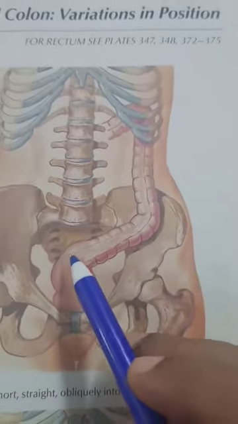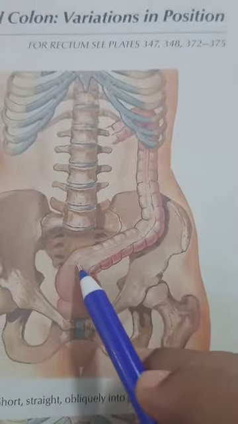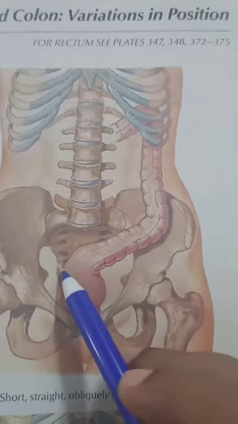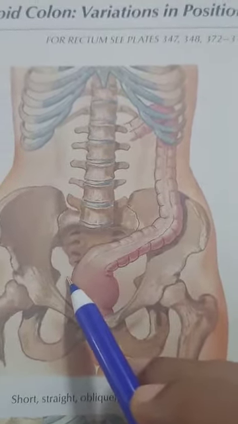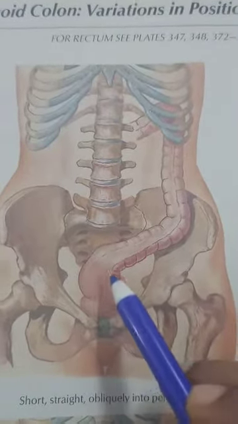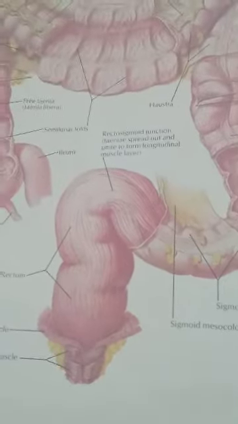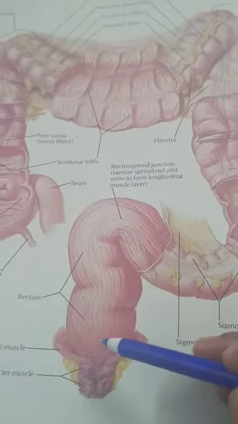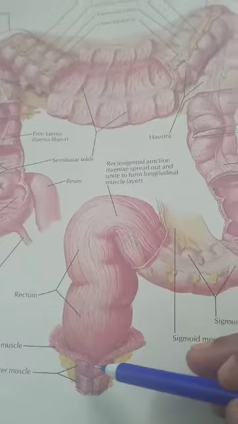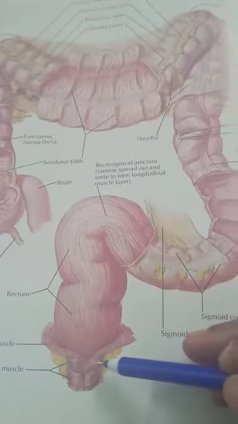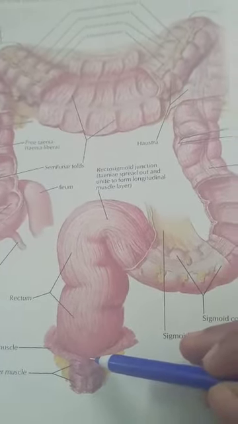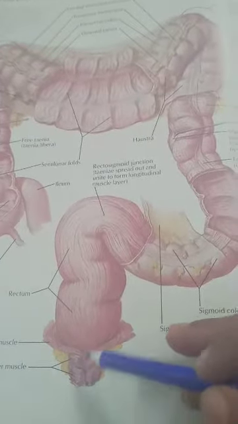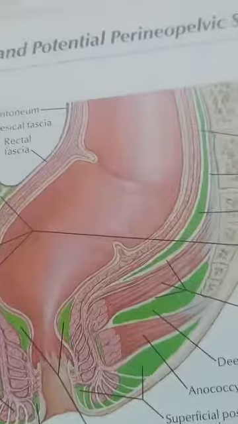So it starts from the rectosigmoid junction, then it lies in front of the third, fourth and fifth sacral vertebrae and also the coccyx. And it ends at the junction between the anal canal and the rectum, that is in front of the tip of the coccyx. Up to there we can see the rectum. Here comes the anal canal. This is the anal canal and this is the rectum.